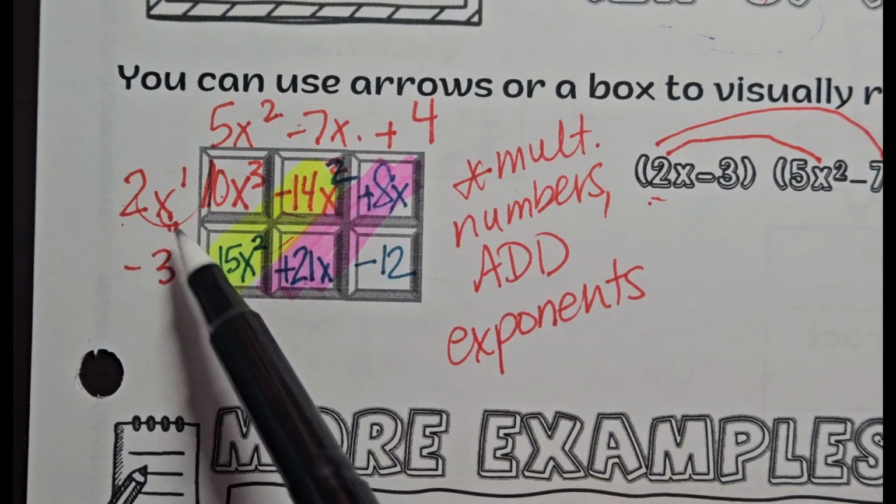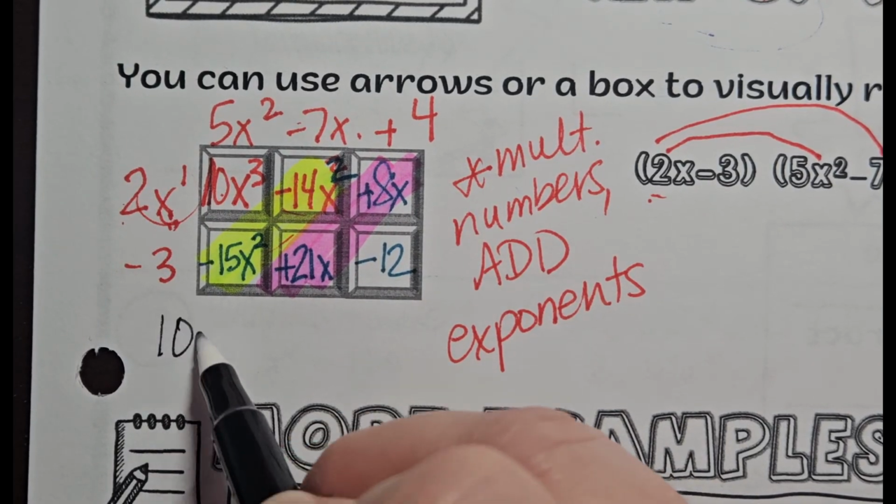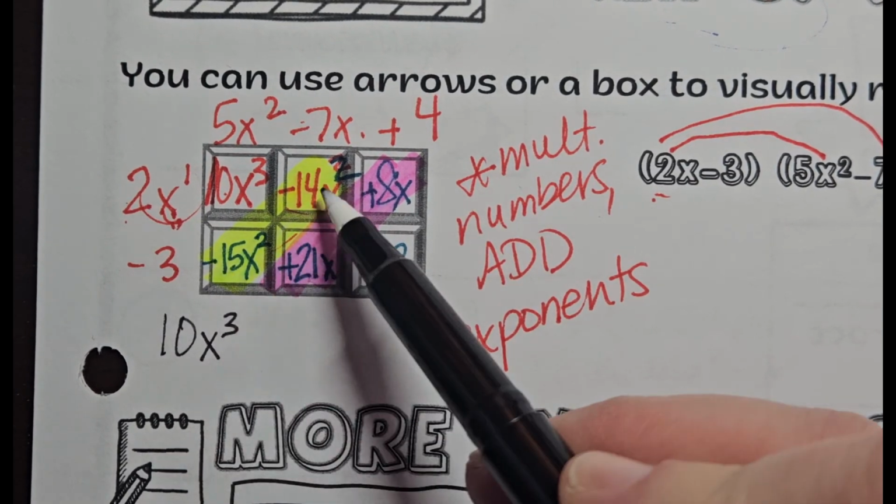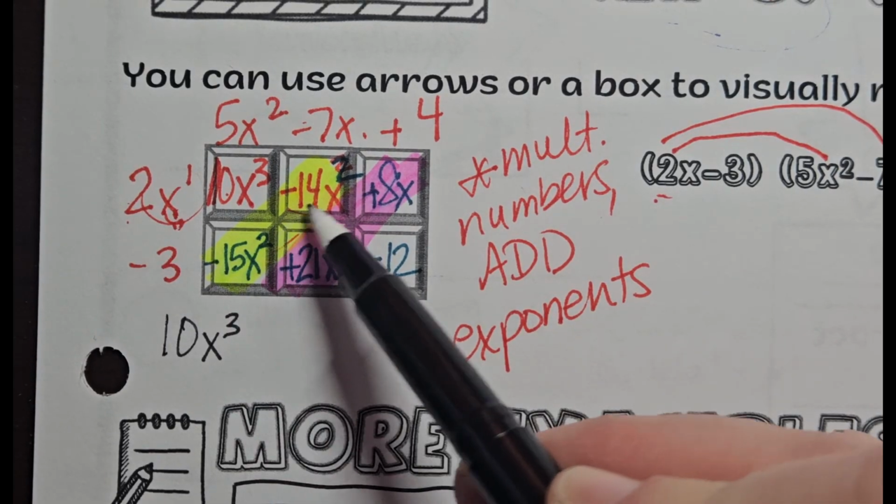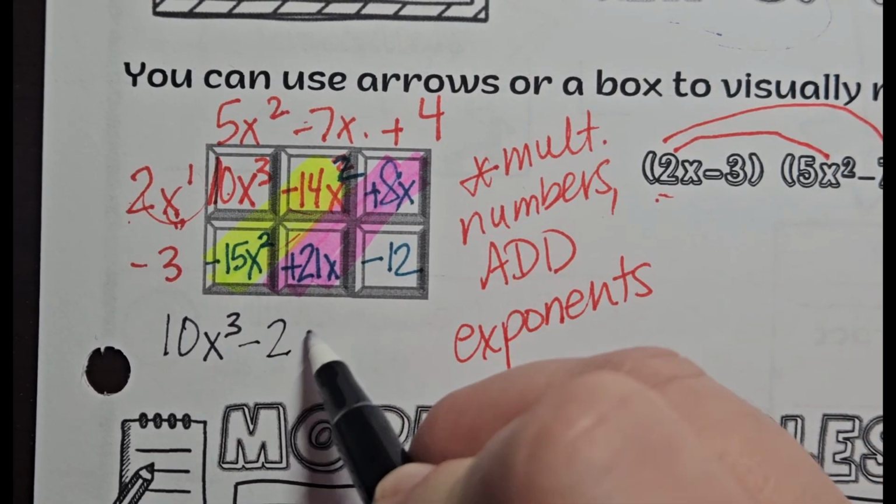Starting with the degree, the highest exponent is 3, so 10x cubed. Let's put these together: negative 15 plus negative 14 is negative 29.